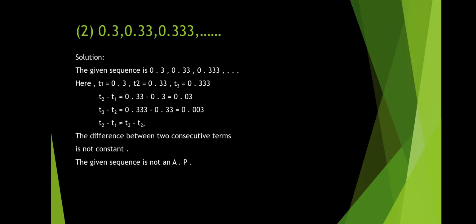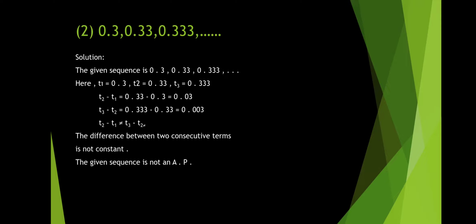The second question, 0.3, 0.33, 0.333. So here, T1 is 0.3, T2 is 0.33, T3 is 0.333. Again we will find the difference between two consecutive terms, that is T2 minus T1 and T3 minus T2. So first is T2 minus T1, that is what? 0.33 minus 0.3. If we will subtract this, we will get 0.03.